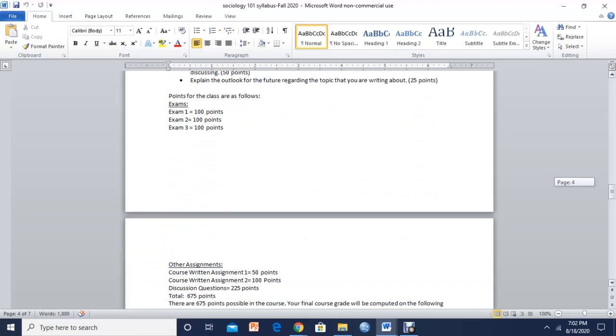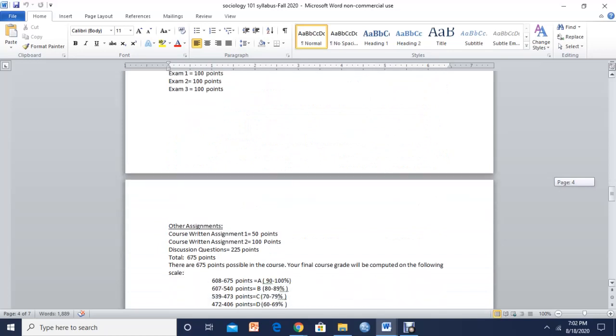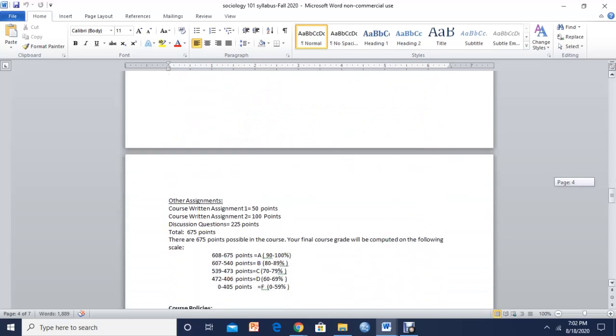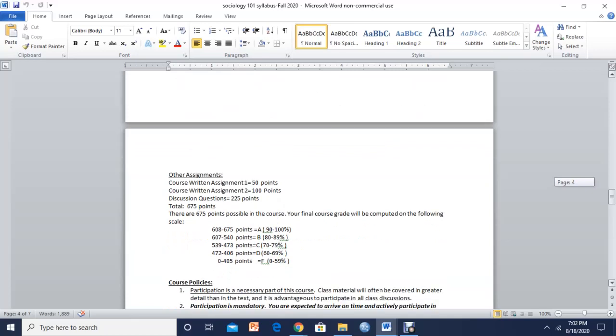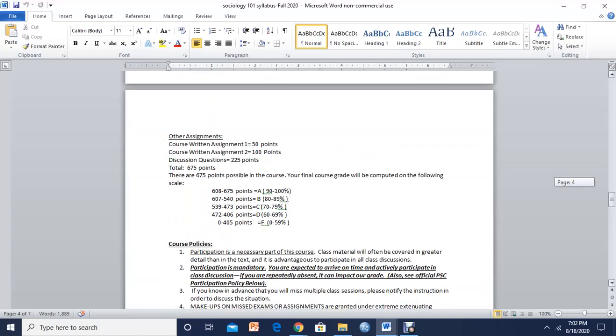So here's how the points go. You look over the syllabus: 3 exams, 300 points. Written assignments 1 and 2, 150 points for those. Discussion questions is going to come out to 225 points. So you can understand it comes out to 675 points.